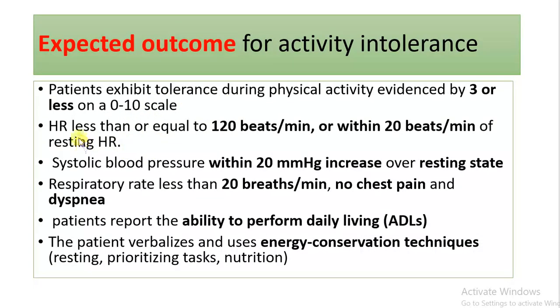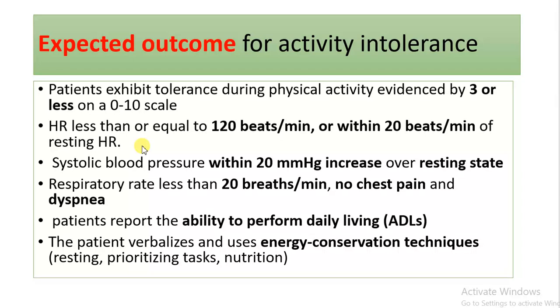Another outcome is heart rate less than or equal to 120 beats per minute, or within 20 beats per minute of resting heart rate. For example, before doing any activity, we check the heart rate. If by activity it reached 120 or less, or the rise in heart rate is less than 20, it is okay. We have no problem with these patients. One of the expected outcomes can be this outcome.